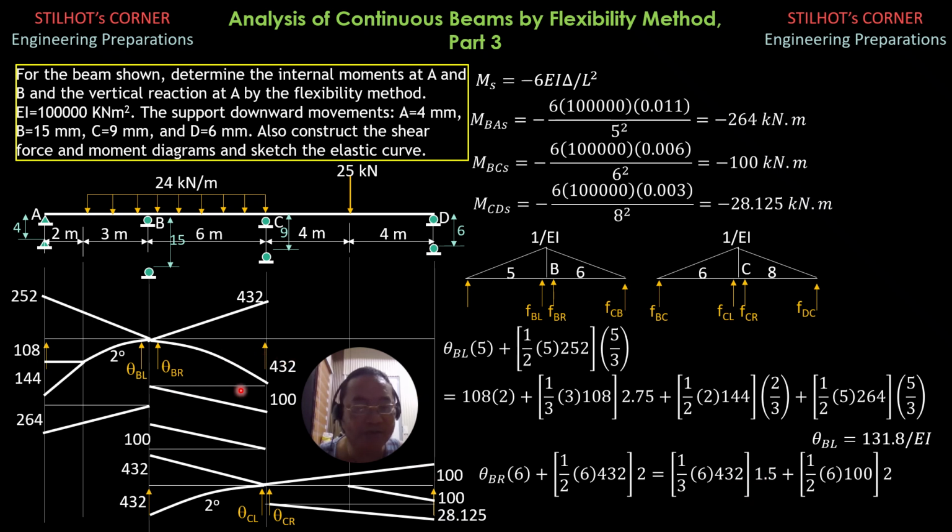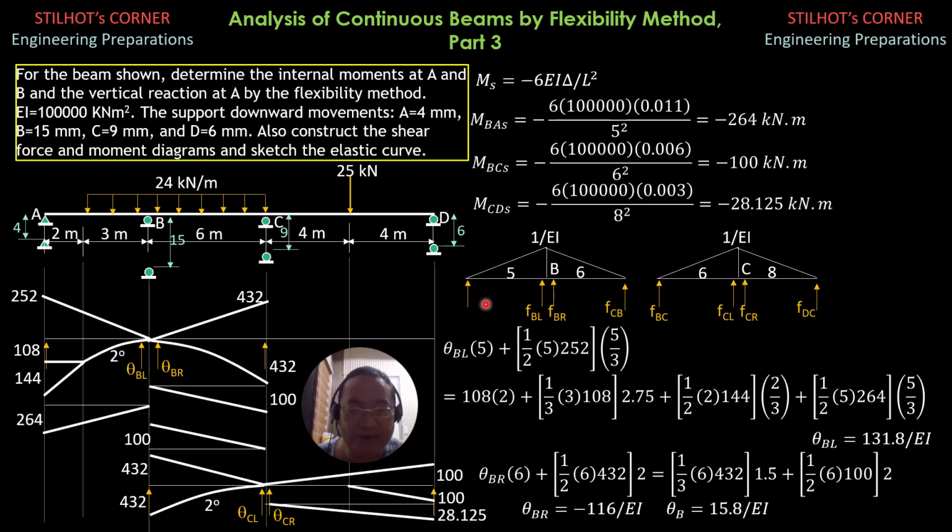Then moment due to this diagram, 1/2 of 6 times 100, moment arm is 2. Computing theta B right, it is equal to negative 116 over EI. Therefore, theta B is the sum of theta B left and theta B right, and that is equal to positive 15.8 over EI.